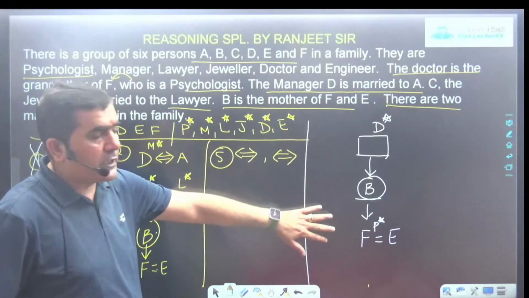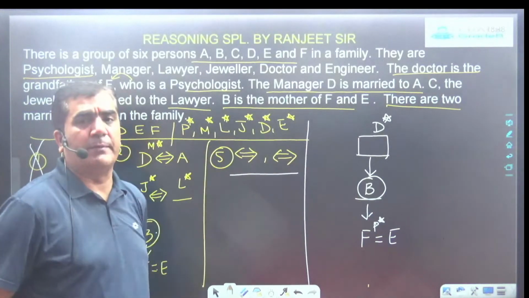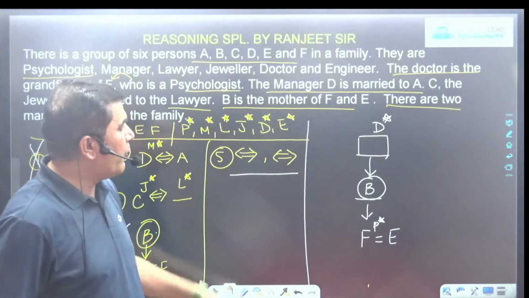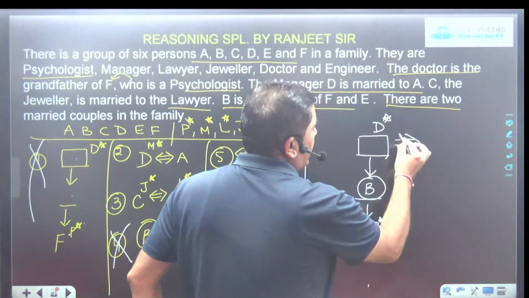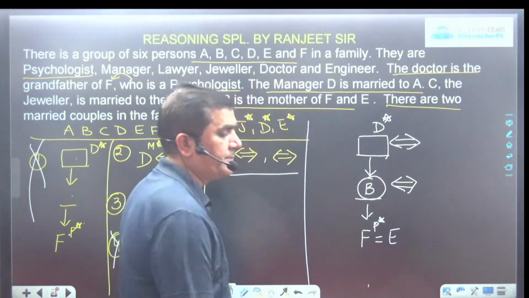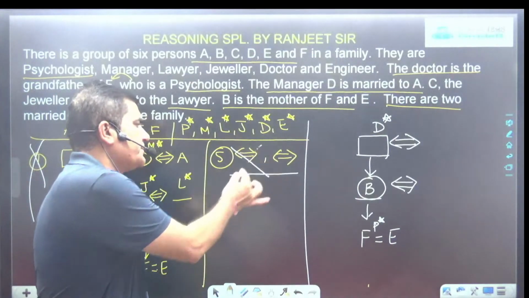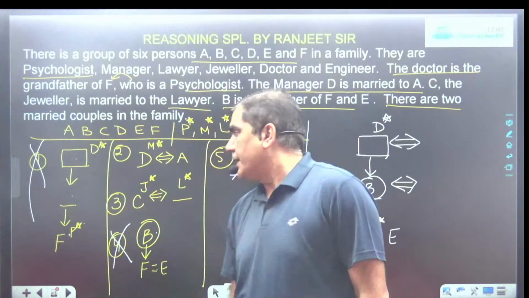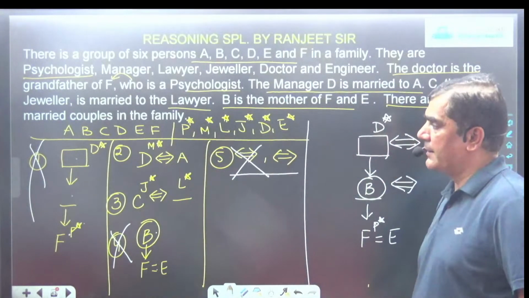In this one we are talking about 3 generations. And here they have given there are 2 married couples in the family. It means 1 married couple must be in the first generation, second must be in the second generation. This is how you need to conclude in the examination. Okay, so this part is done. Next one. Here the 2 married couples have come.